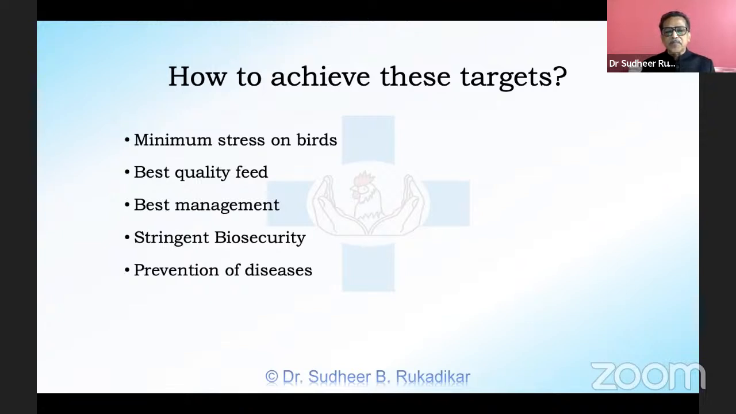Best management, there is no exception for good or best management. Management is the key. So we are going to discuss one of the parts of management today. Stringent biosecurity, which we have learned right from 1992, ever since IBD entered India, 92-93. Then, of course, prevention of diseases. These are all the targets.